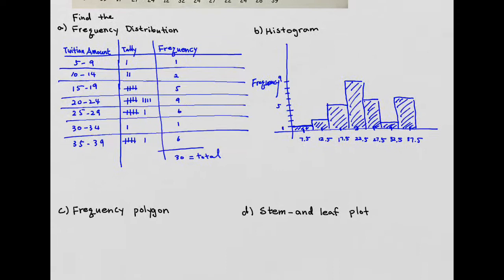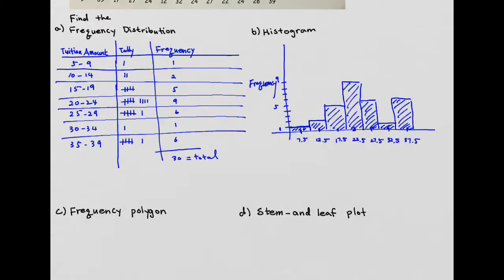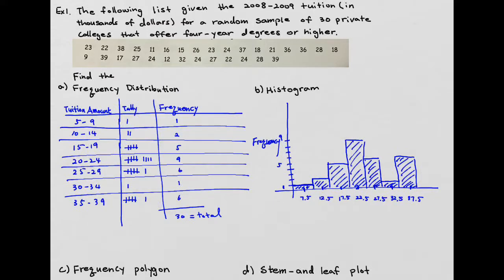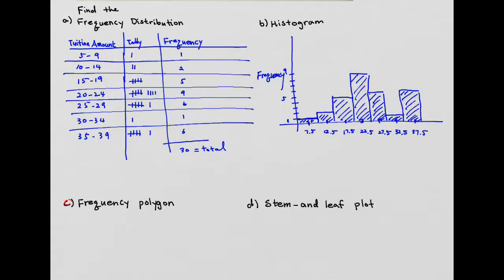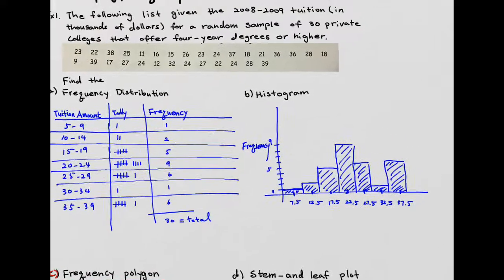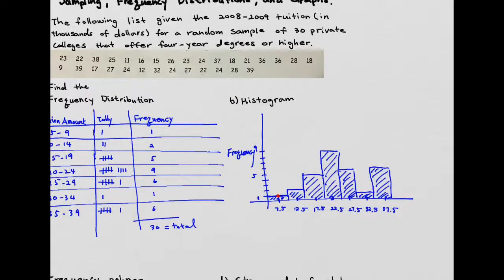And C is asking about the frequency polygon. Frequency polygon, I can just show you in a different color. Let's call this C, frequency polygon, the red. Frequency polygon is basically the line chart. So in order to draw the line chart, you need to have points and connect those points from here, that, so those red lines are what a frequency polygon is.